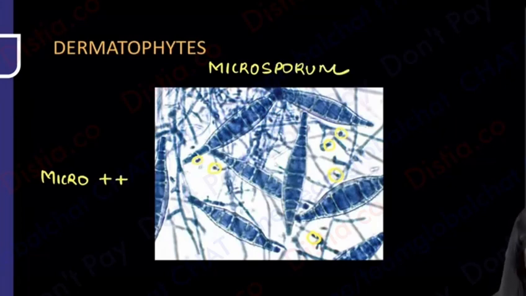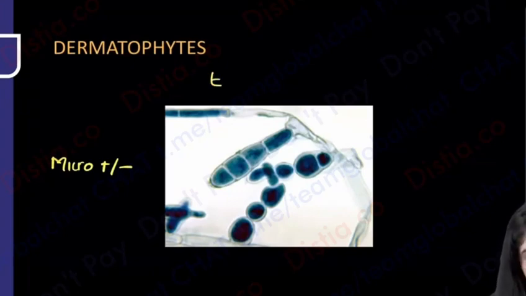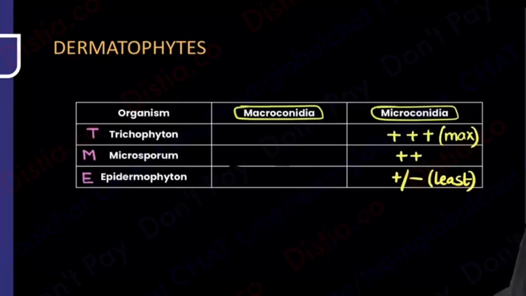And finally, coming to the last one, the background has become clean. I don't see any tiny structures anywhere. So the microconidia have almost become negligible. This is what you call the last one, that is Epidermophyton. So the first part of this is done. We are done with that. It is going to have max to least, TME, max to least.